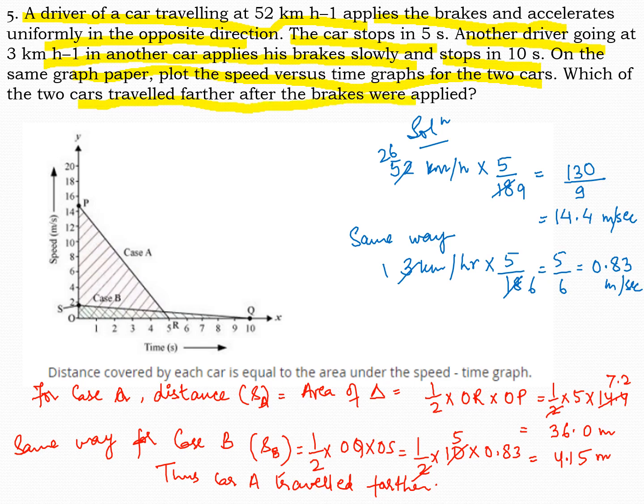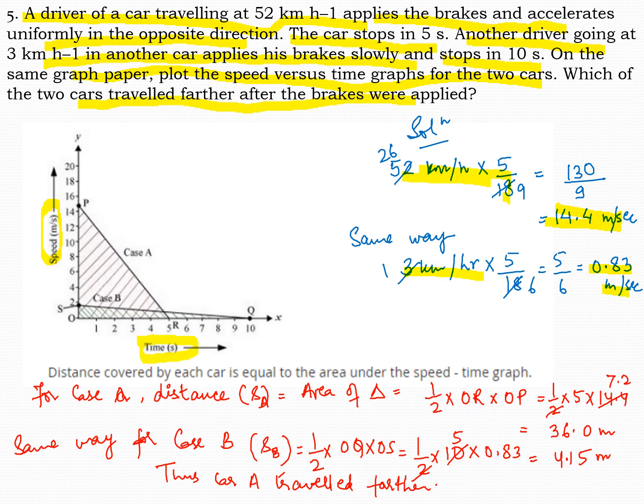So two cars are here. Now the speed of both the cars is given in kilometer per hour and the time is given in seconds. So we will convert the speed to meter per second. So 52 km per hour will be 14.4 meter per second and 3 km per hour will be 0.83 meter per second. They are asking to plot a speed versus time graph. So we will have speed on the y-axis and time on the x-axis.